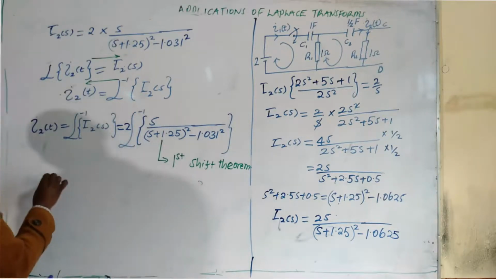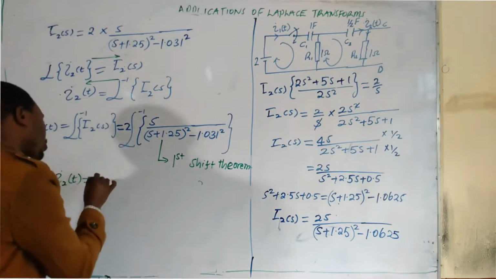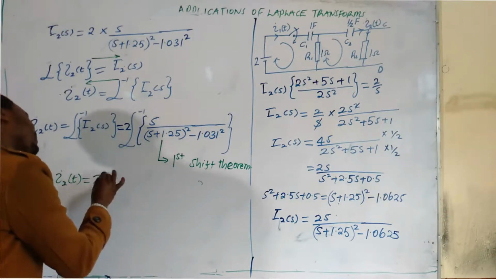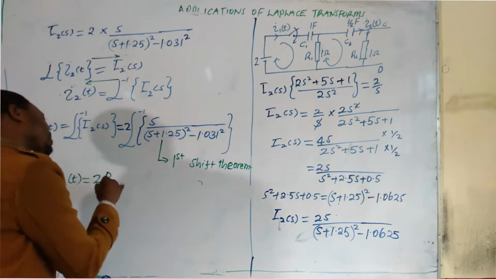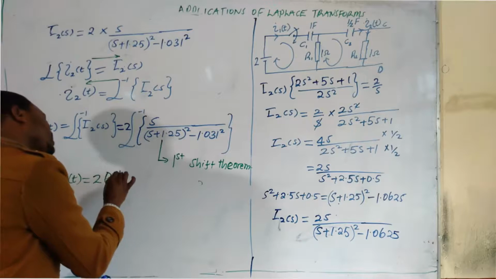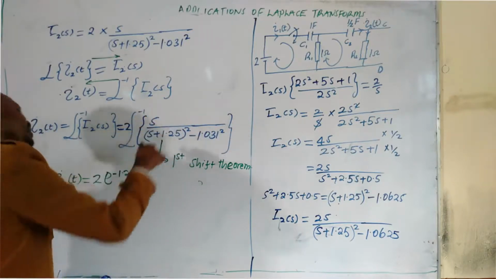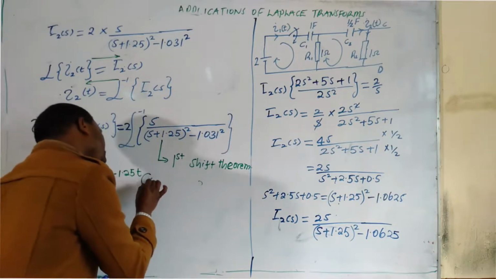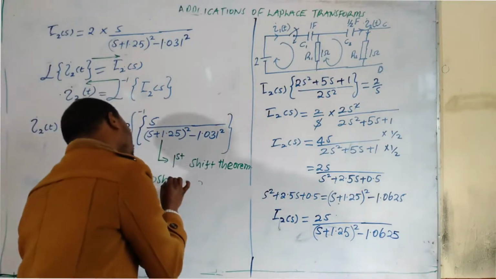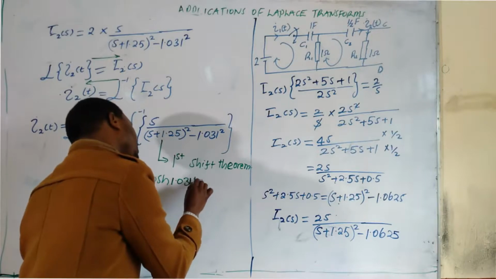It means the current I2 of t is equal to these two. This one we have said we must have application of the shift theorem, that is exponential negative at, and in this case our negative at is 1.25t, and the general function, the whole of it, is a cosh of what? This is our a again, 1.031t.